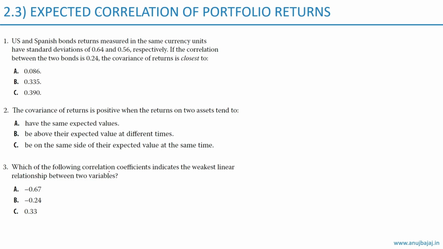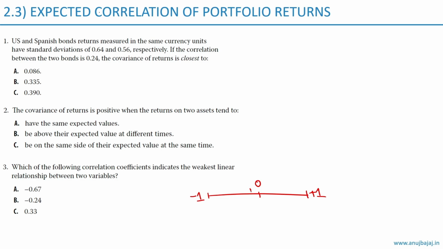Which of the following correlation coefficients indicates the weakest linear relationship between the two variables? So correlation ranges from -1 to +1, and a correlation of 0 indicates that there is no linear relationship between the two variables.